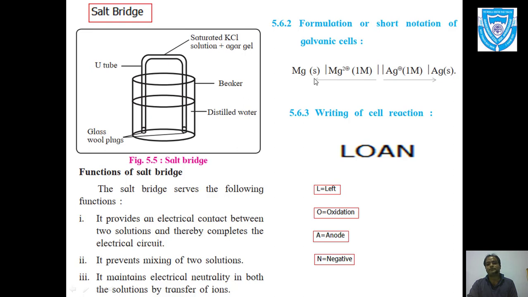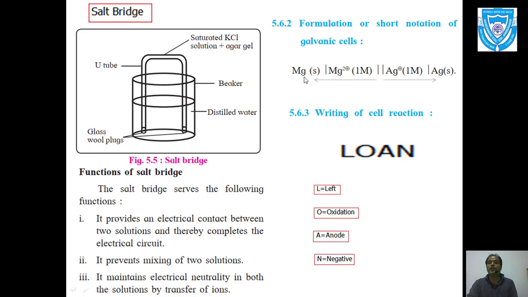As we know, oxidation means loss of electrons. That means Mg gives Mg2+ plus 2 electrons. That is the oxidation reaction, the loss of electrons. Then A stands for anode. That means this Mg acts as an anode, that's why A. And N stands for negative. That means the anode is the negative electrode.